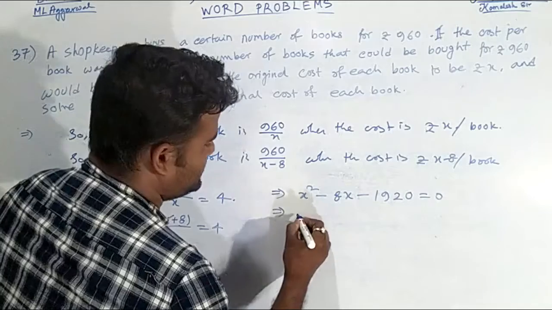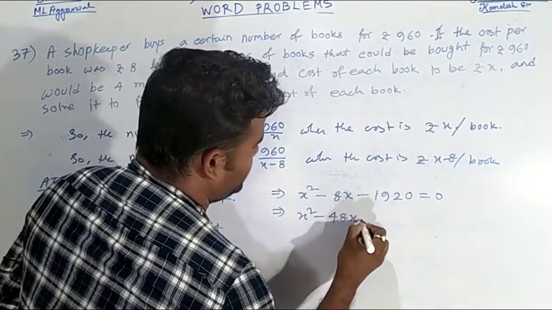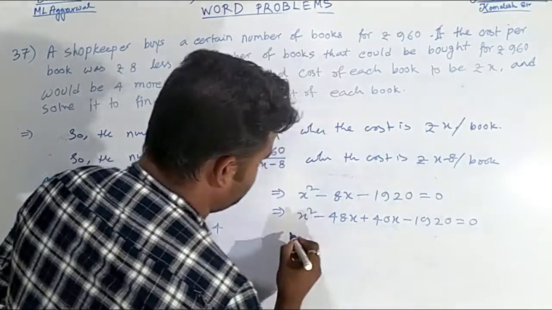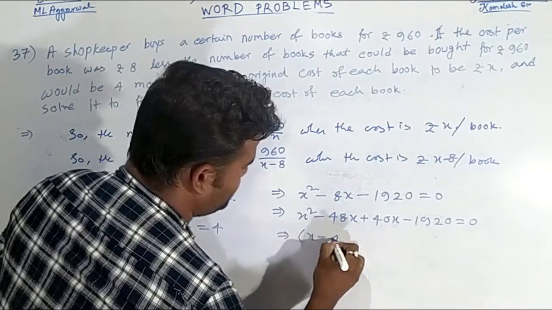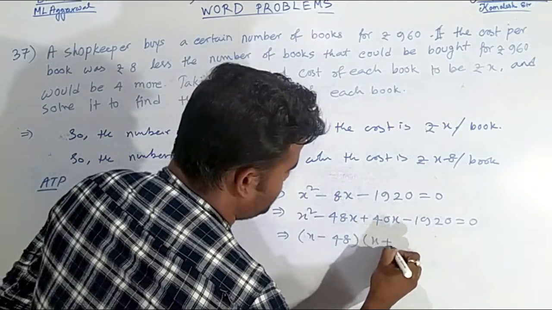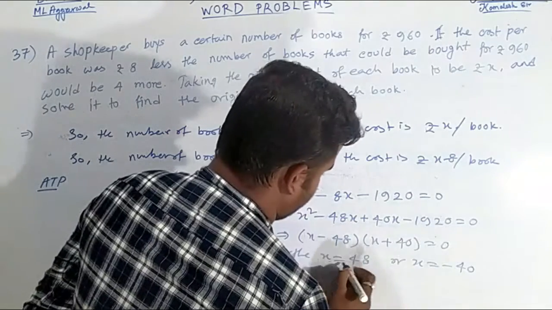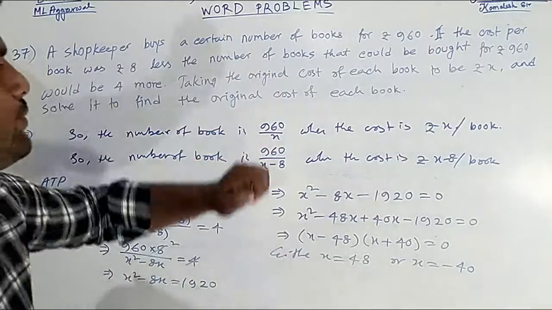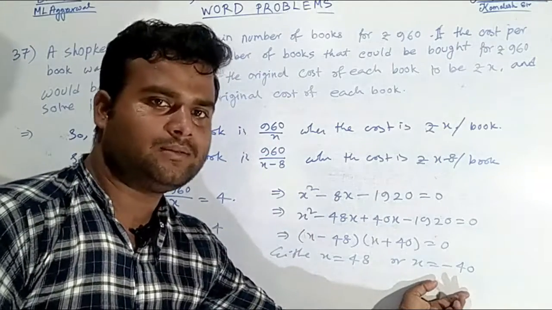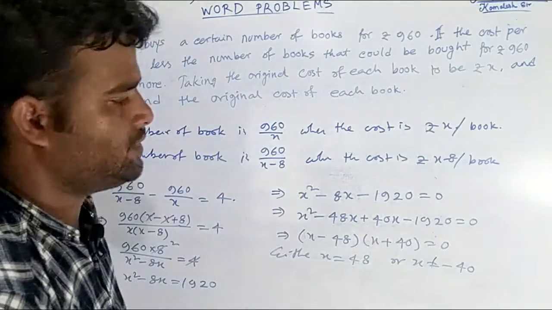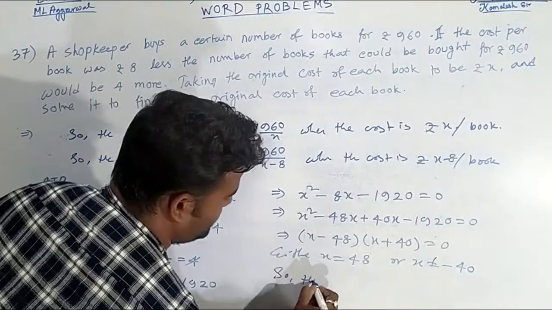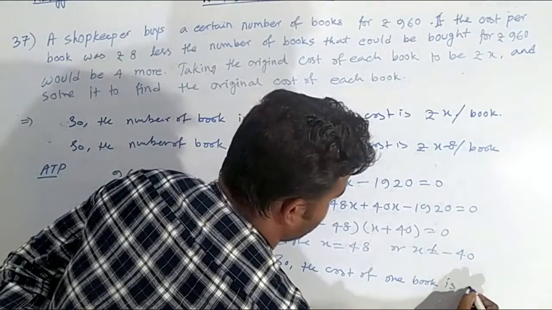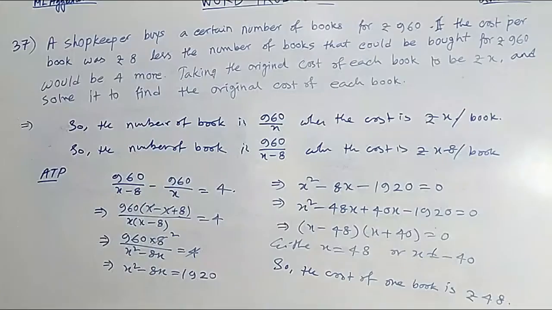Now if I factorize this, then we get X square minus 48X plus 40X minus 1920 equals 0. That is, it will be (X minus 48)(X plus 40) is equal to 0. So either X equals 48 or X equals minus 40. Now look, the cost of a book cannot be minus 40. So this is not considerable. So the cost of one book is rupees 48. That's it.